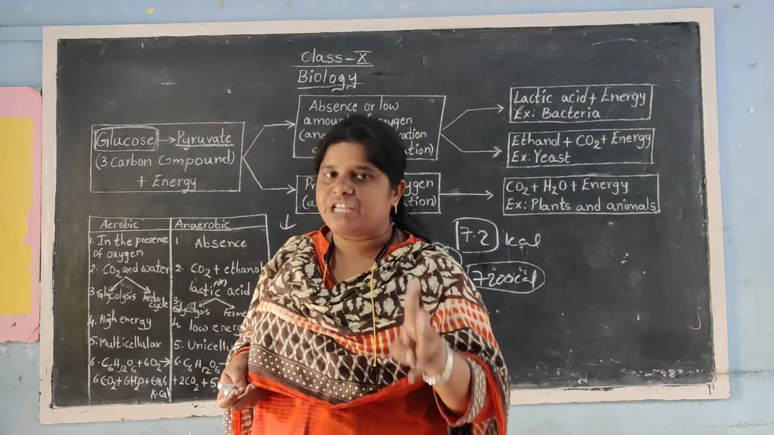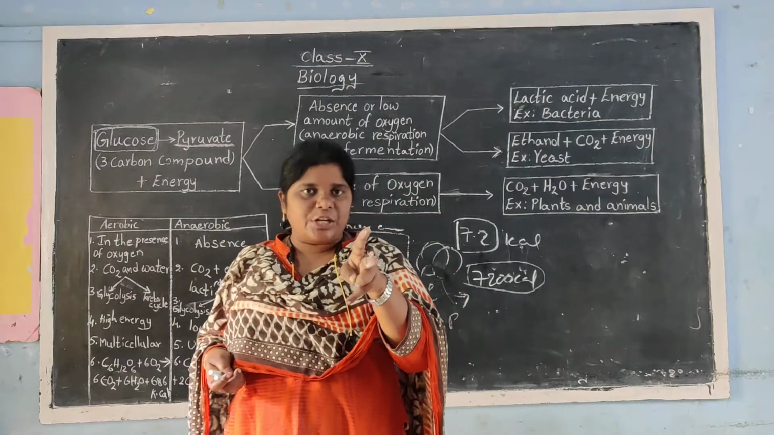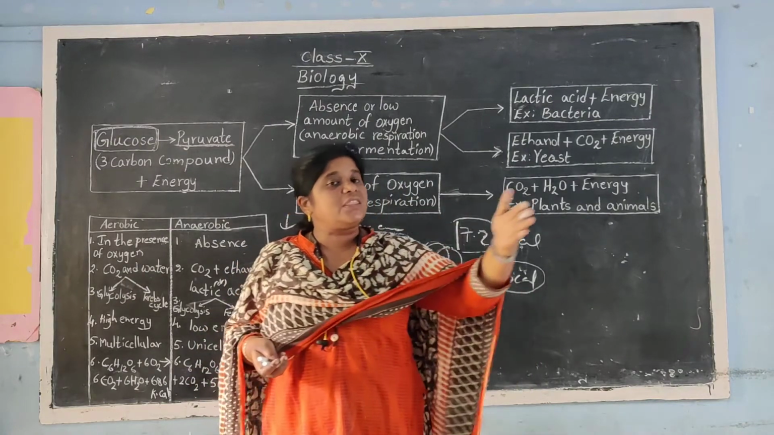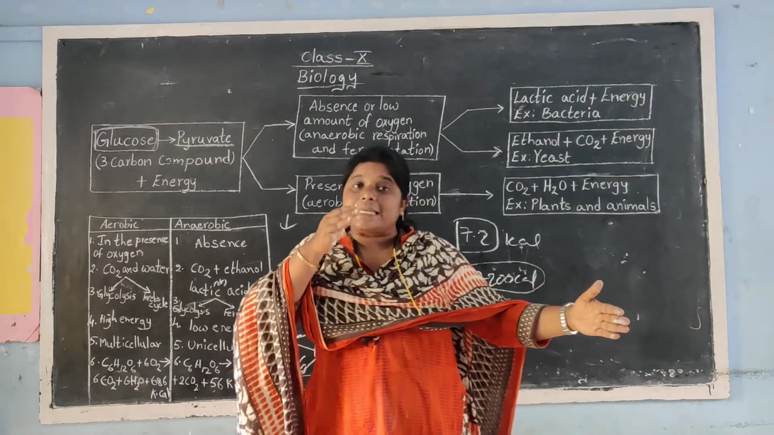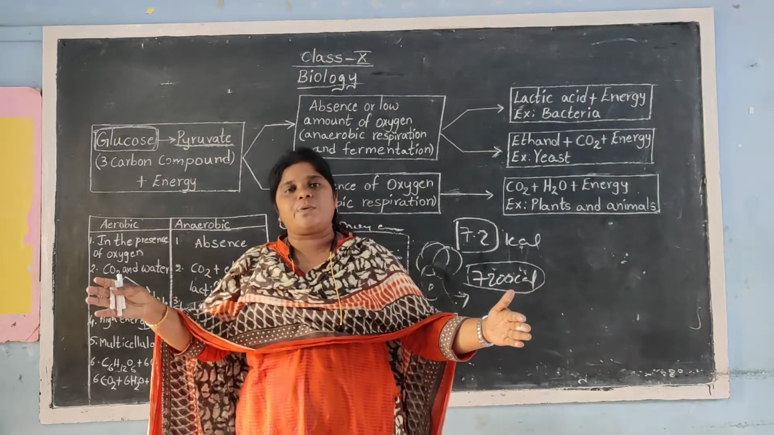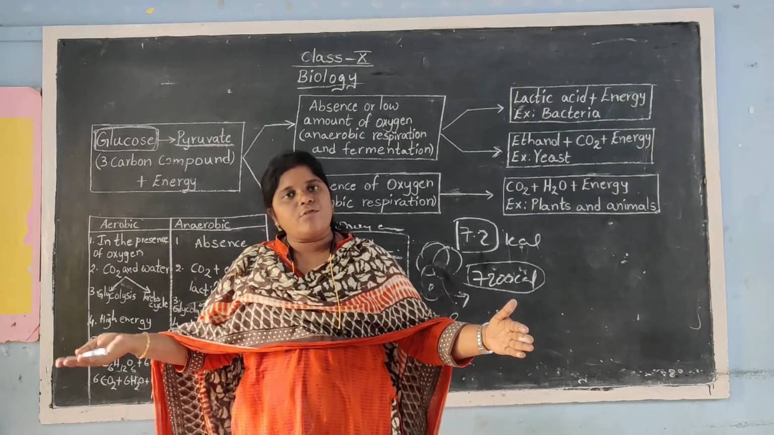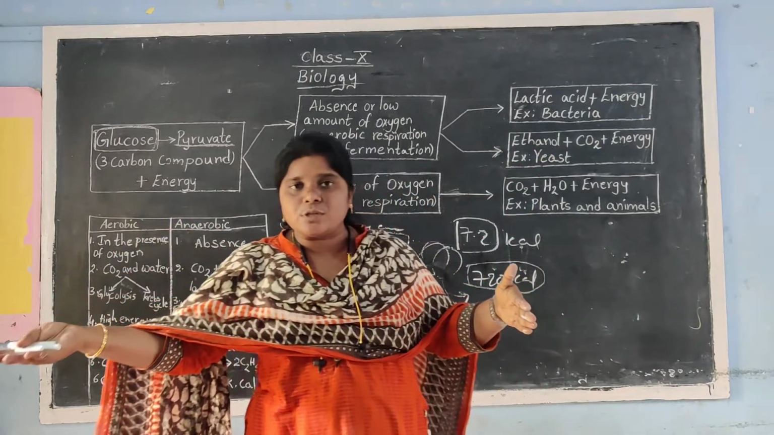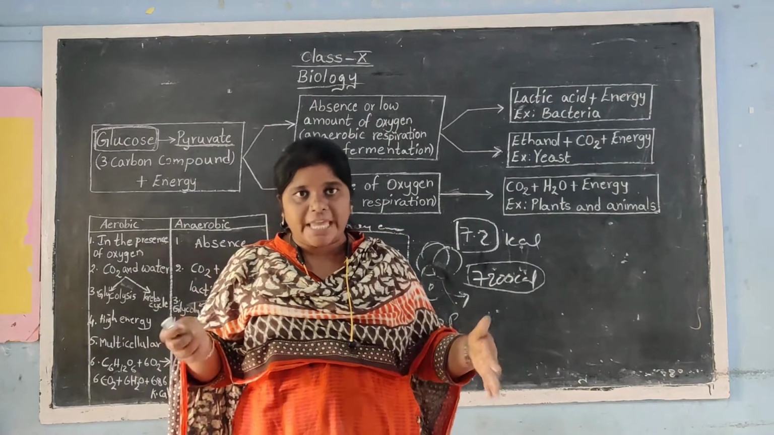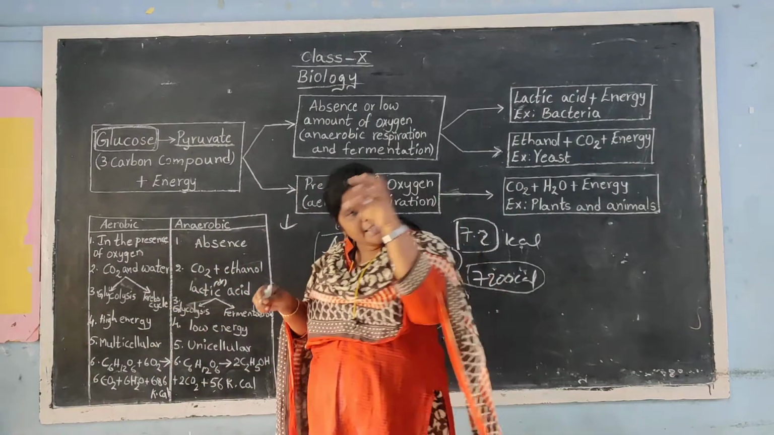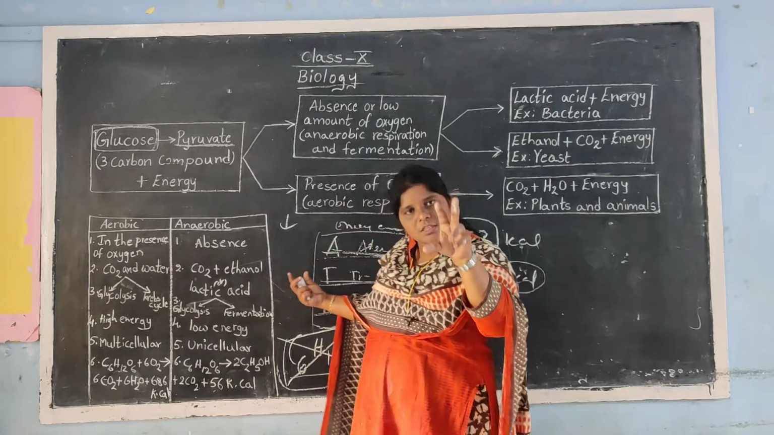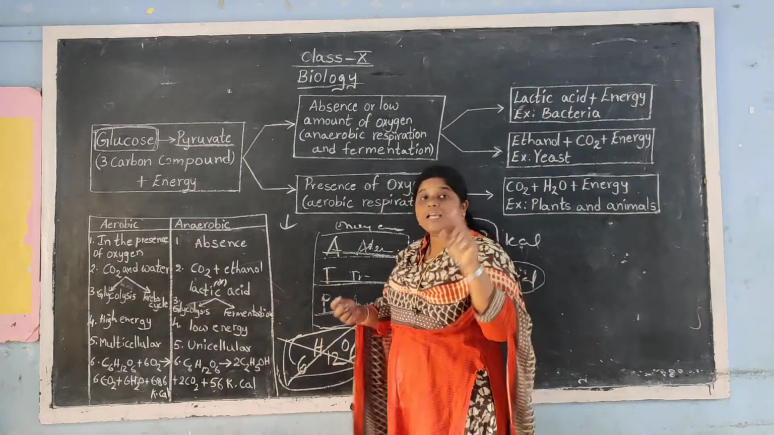In the previous class I mentioned there are 2 types of respiration. How many types of respiration? 2 types. The first type is respiration with the help of oxygen, and the second type is respiration without the aid of oxygen. That means one is in the presence of oxygen and the other is in the absence of oxygen. Whichever it is, aerobic or anaerobic, the common step for both respirations is glycolysis.